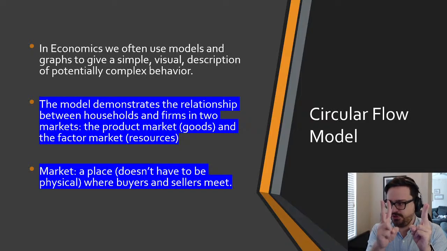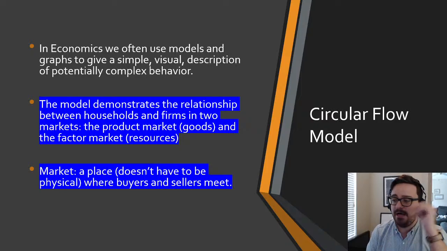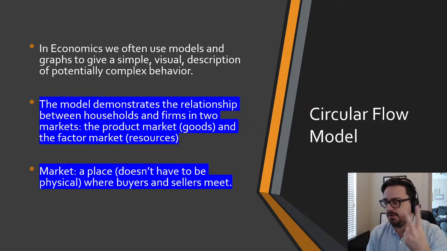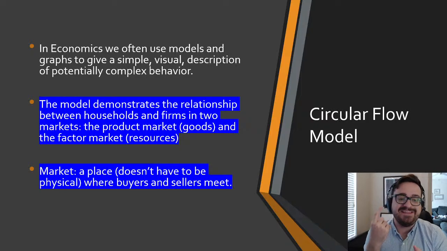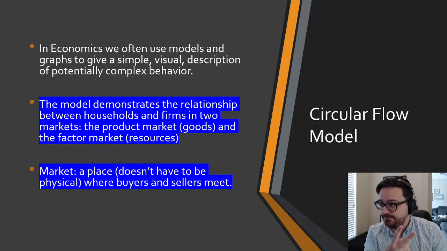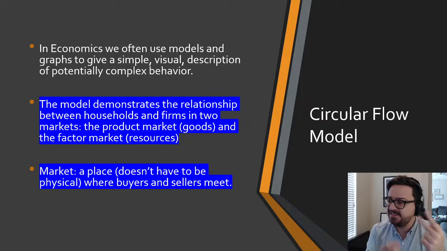Well, it's really two and two. It shows how two groups, households and firms, households being consumers, firms being businesses, how those two groups interact in two markets. Those two markets are the product market, which is the market for goods, just basic things you buy, and the factor market, which is the market for resources or factors of production. So it's how two entities, households and firms, interact in two markets, product market and factor market.